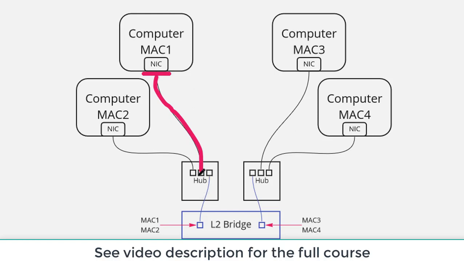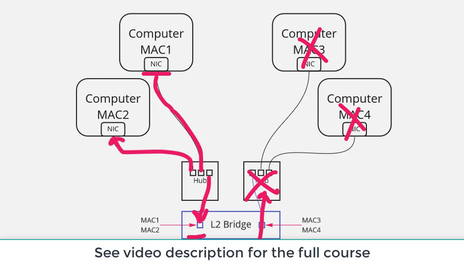And so now, again, let's assume that this computer initiates a unicast that is destined for MAC 2. Well, that's going to be flooded out all of the ports on the hub. So it's going to be flooded to this port, but it's also going to get flooded to the layer 2 bridge. And the layer 2 bridge is going to say, oh, this is destined for MAC 2. There's no need for me to forward this to the other hub because MAC 2 exists on this particular port. So now we have eliminated that traffic from hitting these other computers.